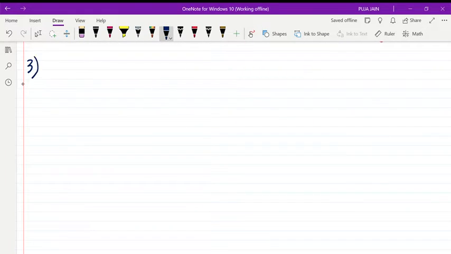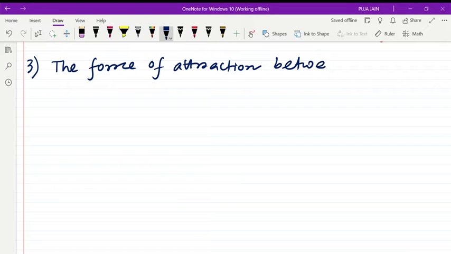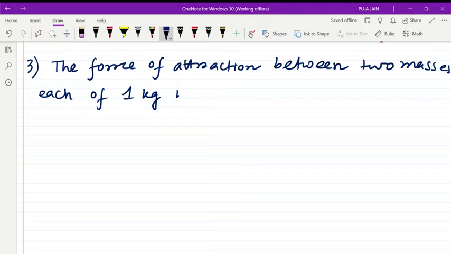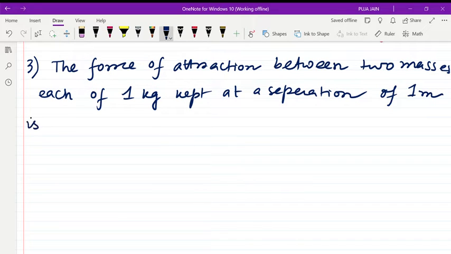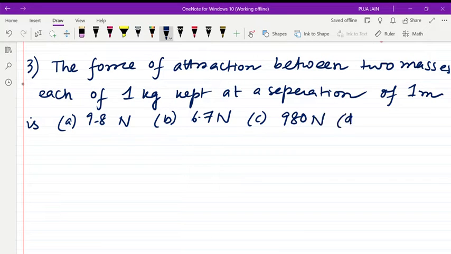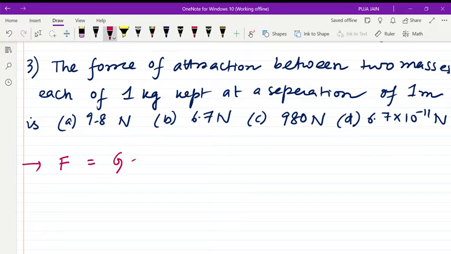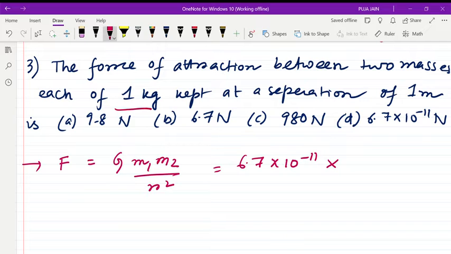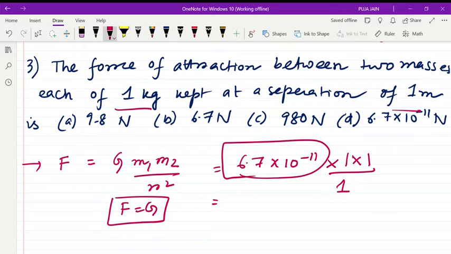Next question. Question 3. The force of attraction between two masses each of 1 kg kept at a separation of 1 meter is. Options: 9.8 Newton, 6.7 Newton, 980 Newton, 6.7 into 10 to the power minus 11 Newton. See what they have asked, the force of attraction, so we have to use Newton's law of gravitation. G value we know is 6.7 into 10 to the minus 11 in SI unit, each mass is 1 kg, and separation is 1. So F is basically equal to G. So our answer will be 6.7 into 10 to the power minus 11. That is option D is correct.